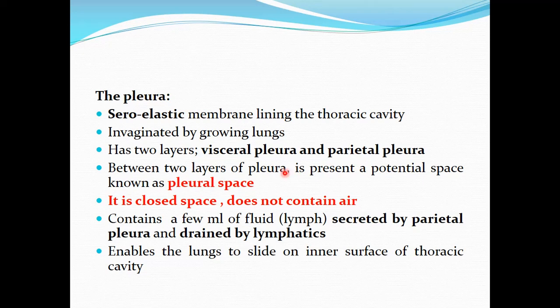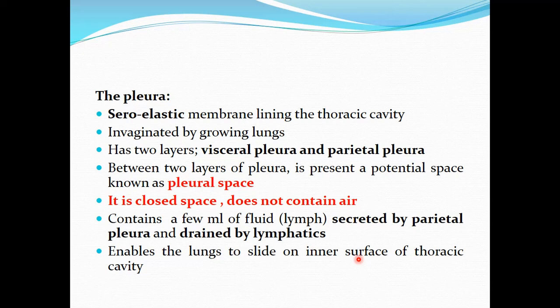Between the two layers of the pleura is present a potential space which is known as pleural space or the pleural cavity. It is a closed space which does not contain air. It contains a few ml of fluid which is the lymph. It is secreted by the parietal pleura and it is drained by the lymphatics. The pleural fluid enables the lungs to slide on the inner surface of the thoracic cavity.